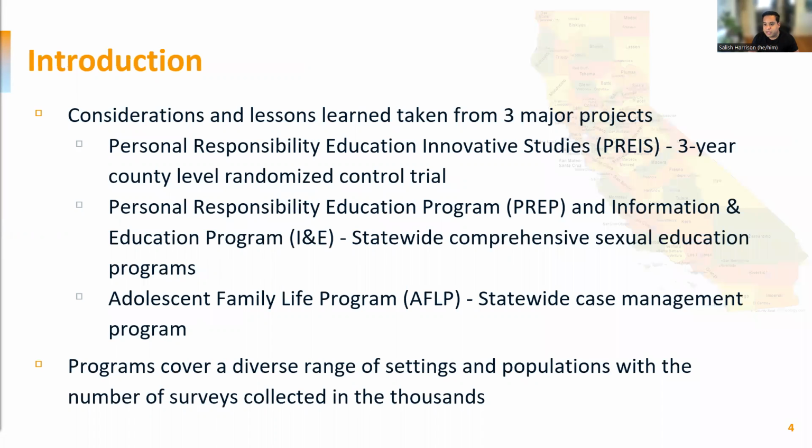Before I get started on all that, I just want to say that a lot of the lessons learned that we got were from three major projects that we worked on. One was the Prius project, which for our grant was a 3-year randomized control trial for a tech integrated sexual health curriculum in Fresno County. The PrEP program and the INE program, which are statewide comprehensive sexual education programs, and the Adolescent Family Life program, which is a statewide case management program. All of these programs cover a diverse range of settings and populations, and the number of surveys that we collected are numbering in the thousands.